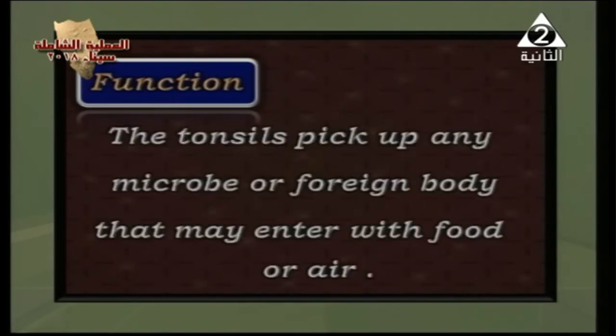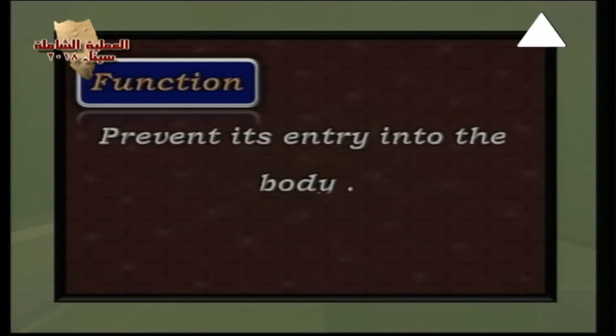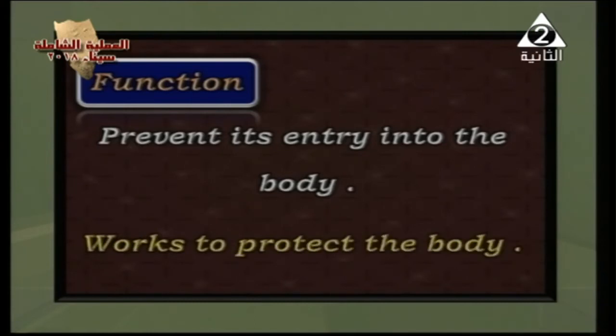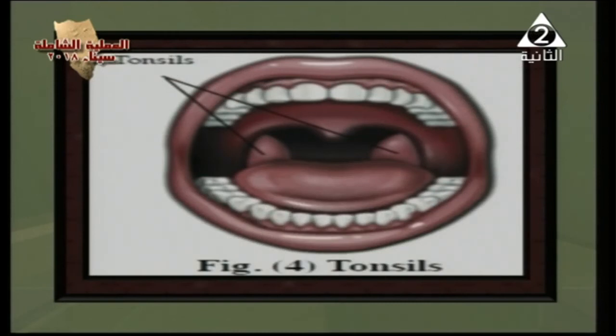What about the function of the tonsils? The tonsils pick up any microbes or foreign bodies that may enter with the food or air. So they have an important function in clearing the entering food or air from microbes and foreign bodies. They also prevent the entry of these pathogens through the food or water into the body, so they work to protect the body. Those are your 2 tonsils. So remember, the tonsils have an important role of preventing pathogens from entering through what? Air and food.